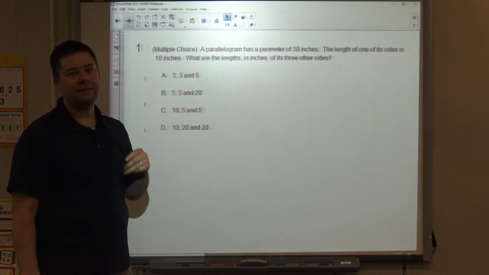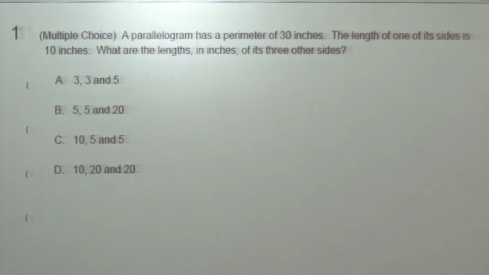So let's go ahead and get started with number 1. Number 1 says a parallelogram has a perimeter of 30 inches. The length of one of its sides is 10 inches. What are the lengths in inches of its 3 other sides?